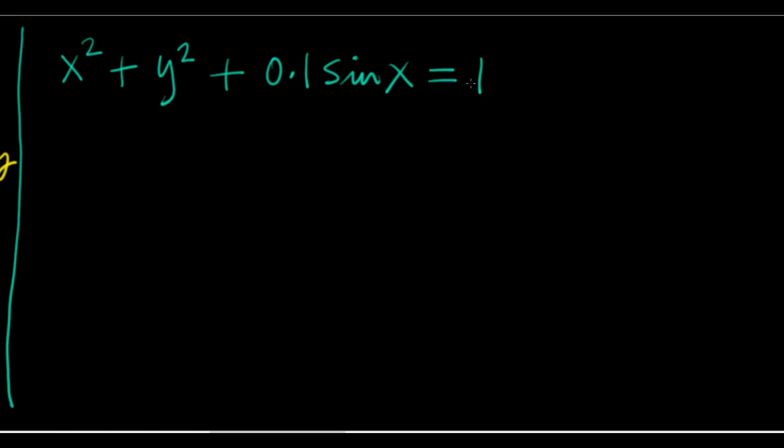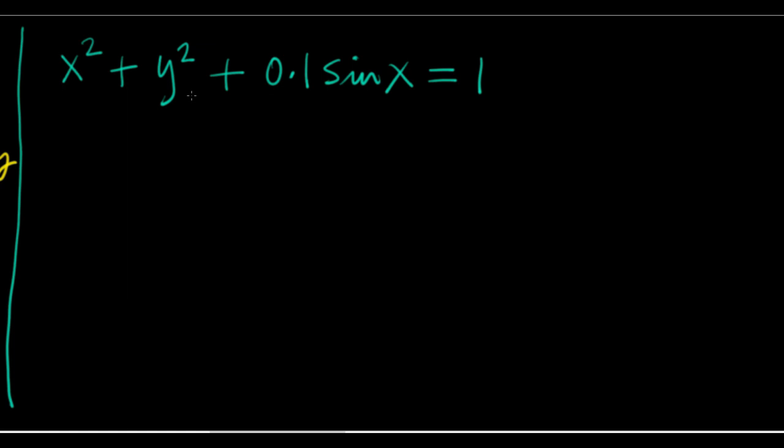x square plus y square plus 0.1 sine x is equal to 1. So why have I done this? I've done this because now it is not a perfect circle.